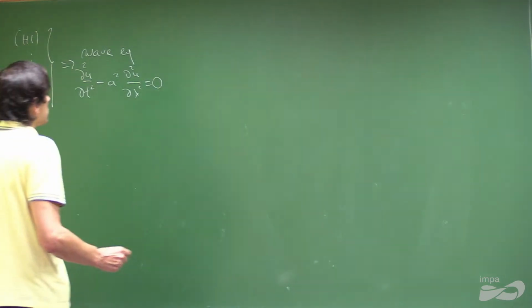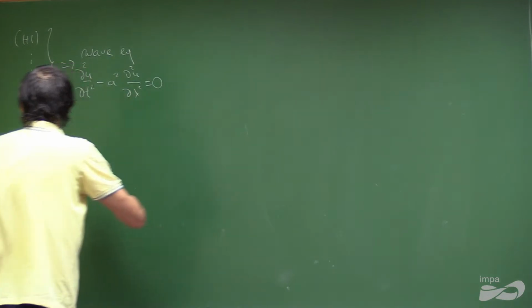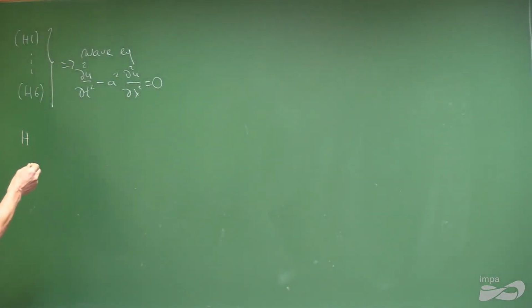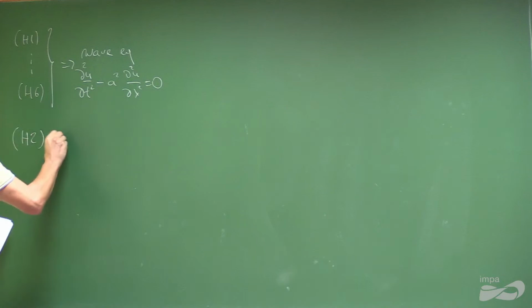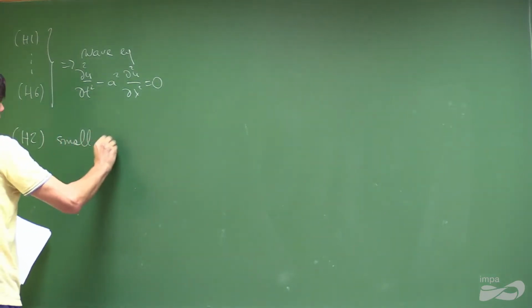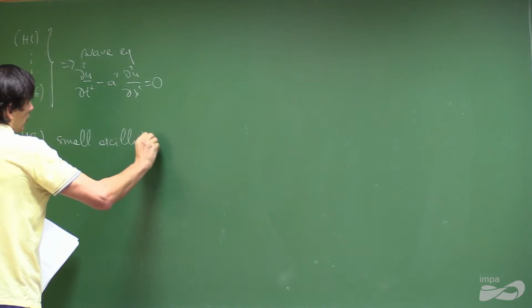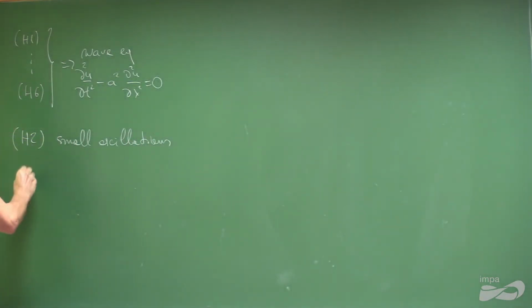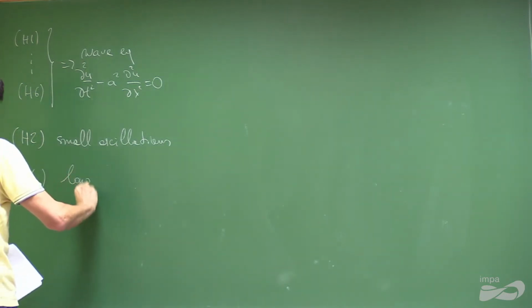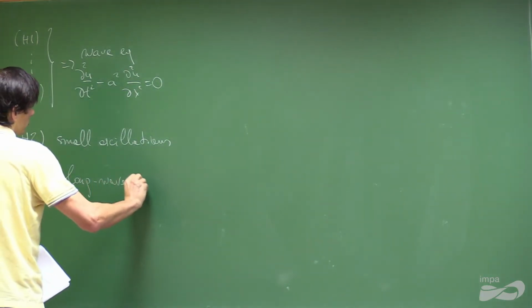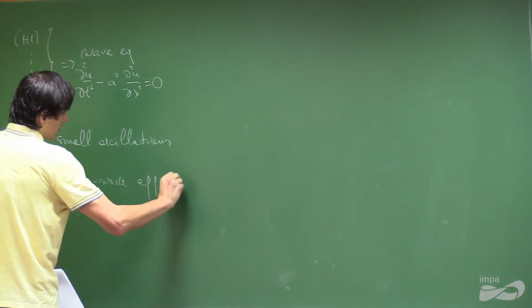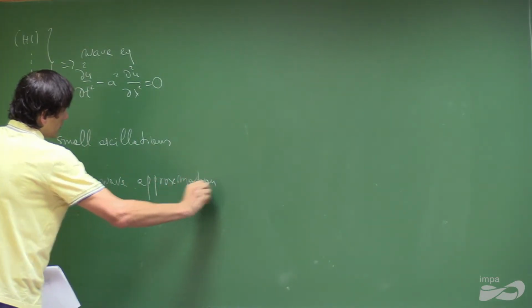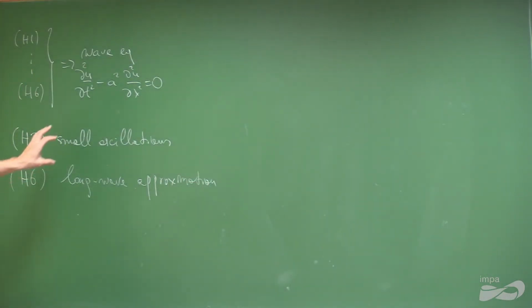And the two that we will consider today: one was H2, which is small oscillations, and another was H6, the long wave approximation. So the first was used to linearize. The second was to keep only the lowest order derivatives.